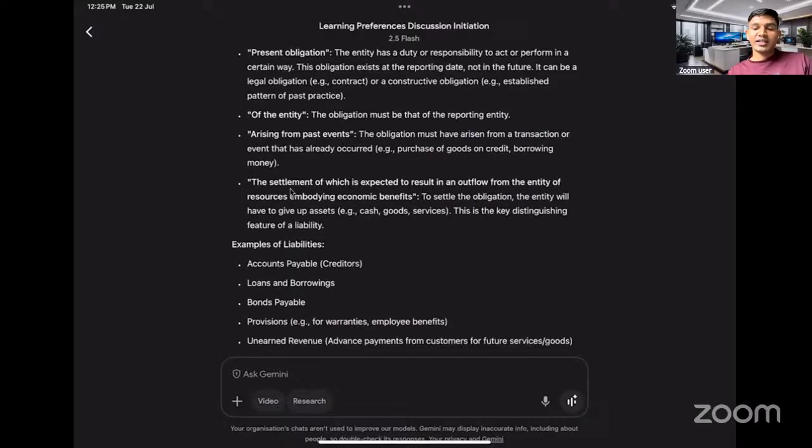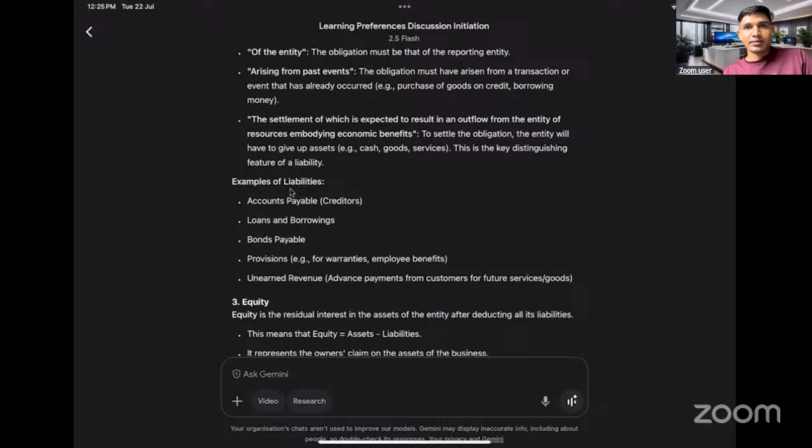The settlement of which is expected to result in an outflow from the entity's resources embodying economic benefits. To settle the obligation, the entity will have to give up assets, cash, goods, or services. This is the key distinguishing feature of a liability. Examples of liabilities are accounts payable, also called creditors, then loans and borrowings, bonds payable, provisions for warranties, employee benefits, etc. Then unearned revenues, advance payments from customers for future services or goods.